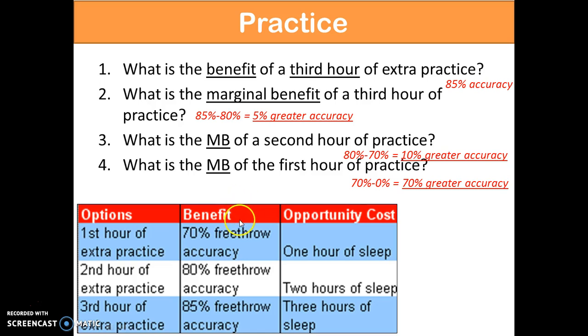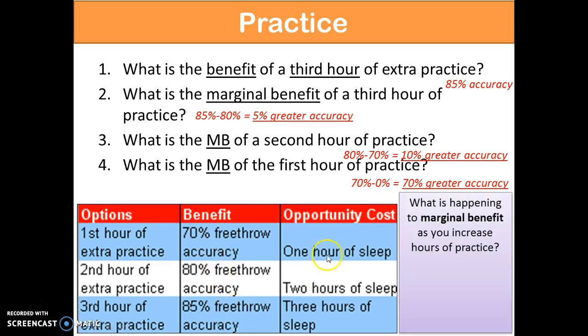So you should be able to see that as we practice more hours, our total benefit increases. But take a look at marginal benefit. What is happening to marginal benefit as you increase your hours of practice? Well, we start off with 1 hour, we get 70. Our second hour, we get 10. Our third hour, we get 5. So it's decreasing. And we would expect our fourth hour to be less than 5% accuracy.